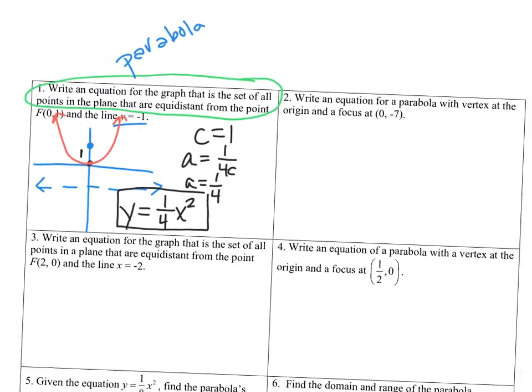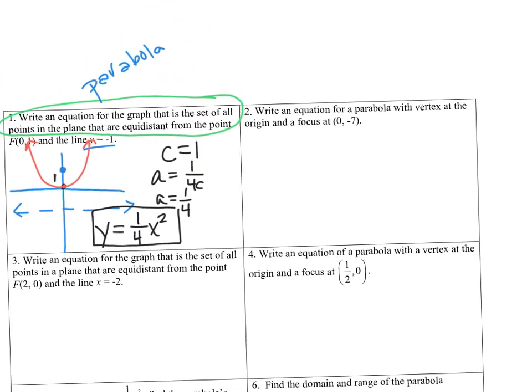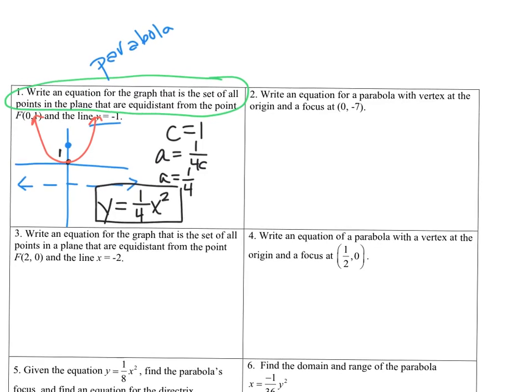Okay, second one, write an equation for a parabola with vertex at the origin and a focus at 0, -7. So I'm going to draw a sketch. Like I said, my vertex is at the origin, but my focus is at 0, -7. So right here I can tell if my focus is right here, my parabola must be opening down, because my focus is always inside it. So it's opening down. So this keys me in that it's going to be y equals, and it's going to be negative because it's opening down.